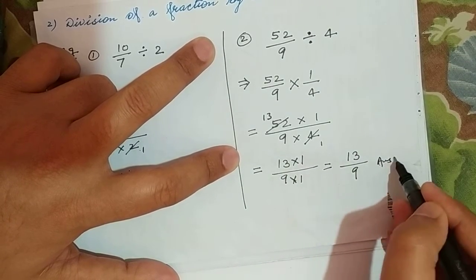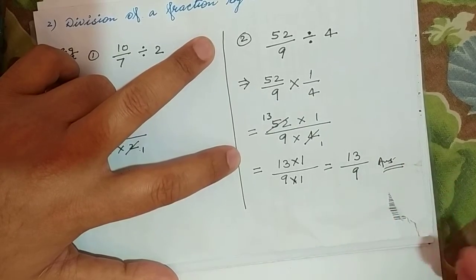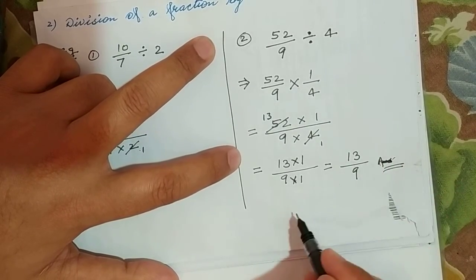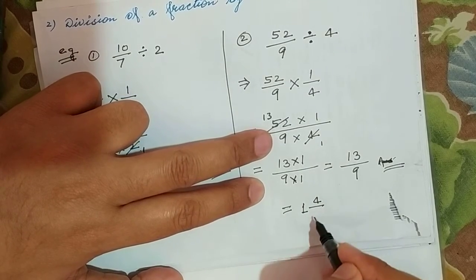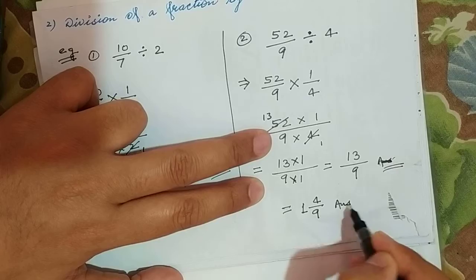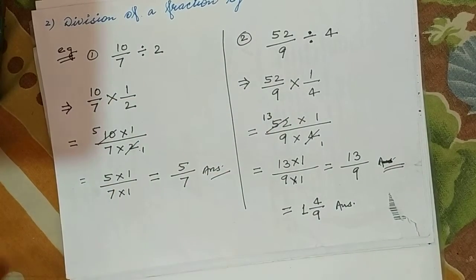This is the answer. If you wish to change this into a mixed fraction, you can. 9 ones are 9 and 4 by 9. So 1 whole 4 by 9.